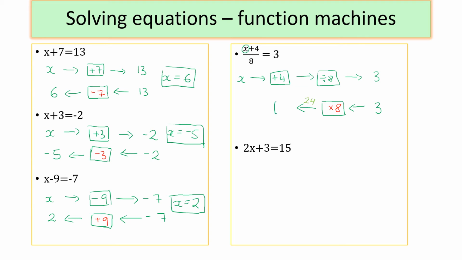When I carry on, I now need to work out the inverse operation of adding 4, and that is take away 4. I know that before, I got 24 as my answer, so now 24 take away 4 is 20. I can check if my answer is correct. If I do 20 plus 4 over 8, that is 24 over 8, or in other words, 24 divided by 8, which is 3. So I know that my answer is correct.